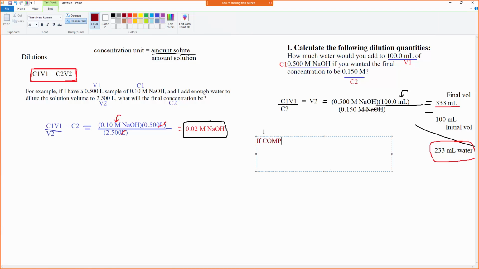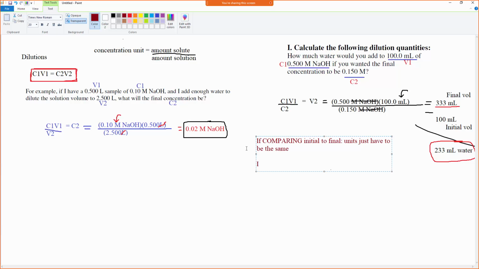if you are comparing initial to final, then units just have to be the same. So for the individual gas laws, for the combined gas law, for dilutions, this is a comparing thing, right? Comparing initial conditions to final conditions, then whatever my concentration units are, so long as they're the same, I'm good. And whatever my volume units are, so long as they're the same, I'm totally good.